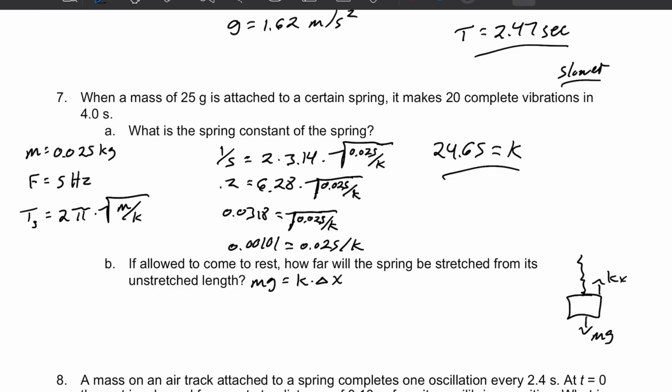Well, if this object is at rest, if the spring has come to a rest, we know that mg would be equal to k times x, or delta x in this case. It's how far it is displaced from its happy place, its equilibrium. 0.025 is the mass times gravity 10 is equal to 24.65, the value we got from A, times delta x. Multiply by 10, divide by 24.65. That should calculate for us the displacement of the spring. Now that will be in meters.